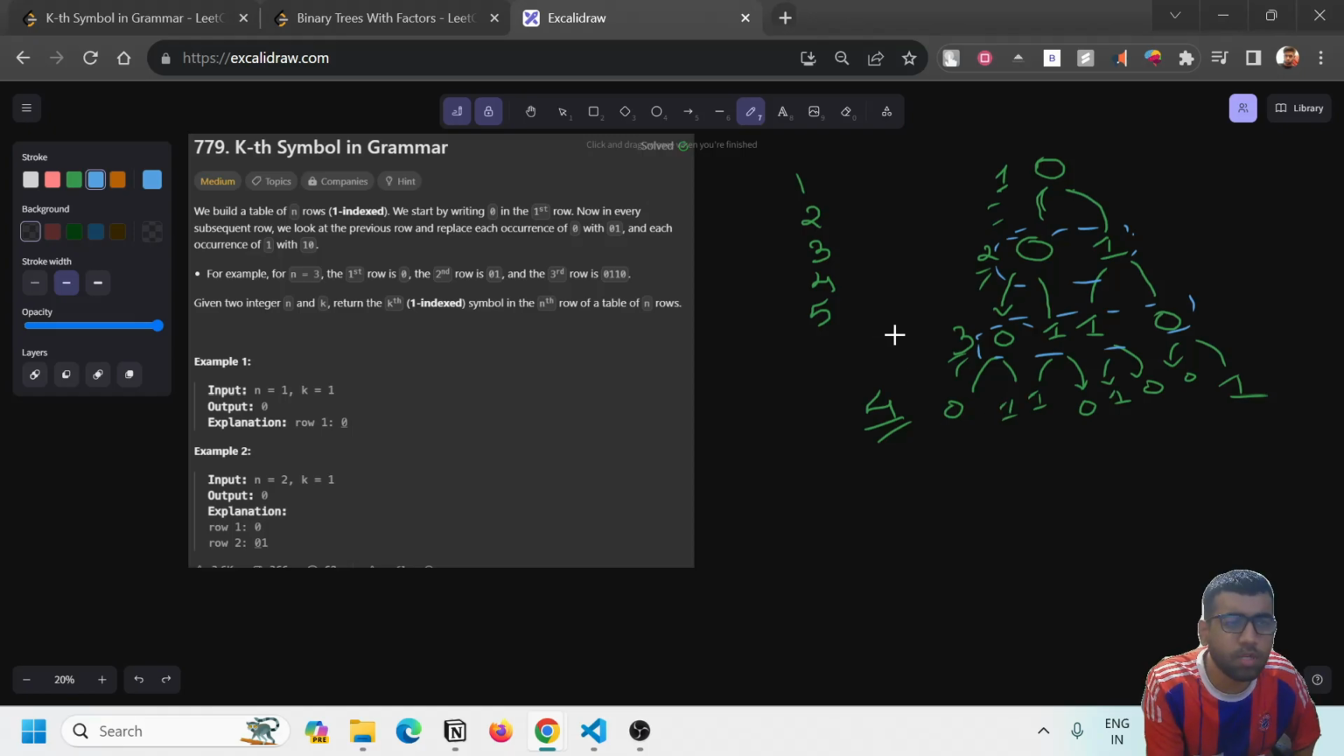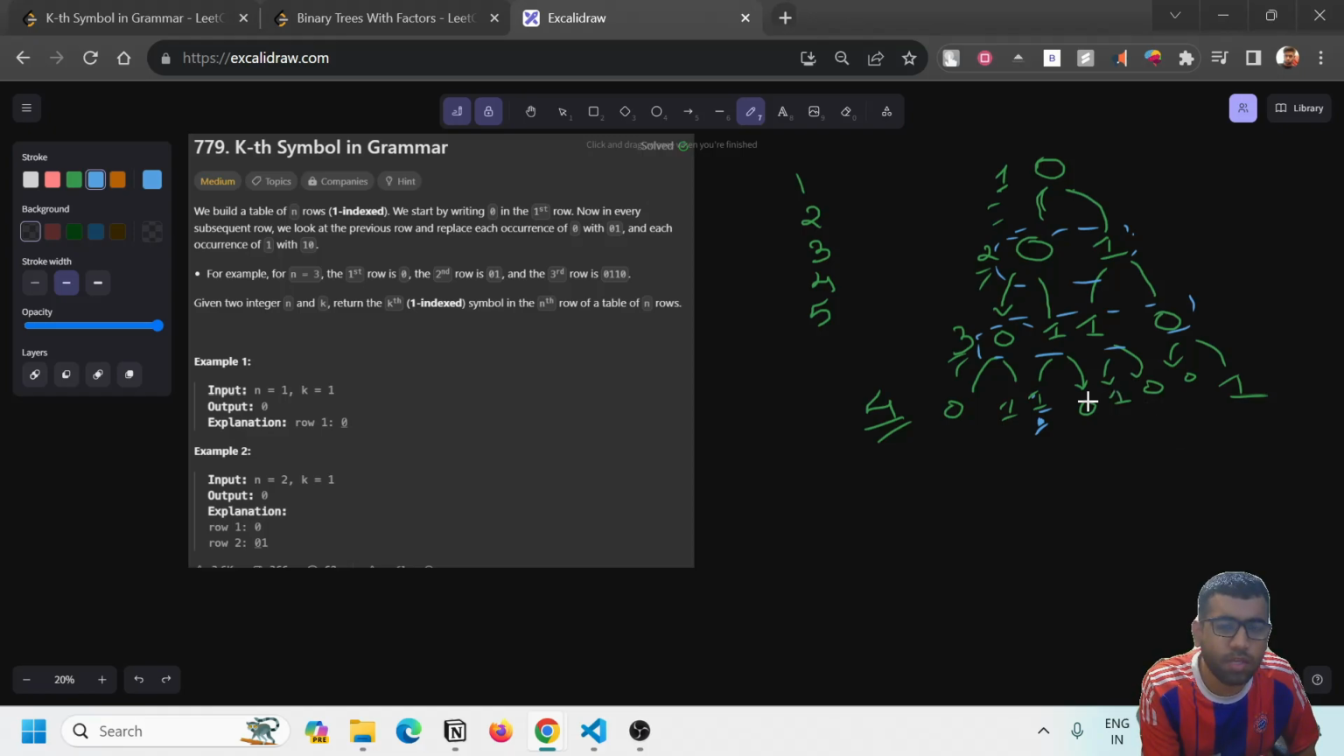And given two integers n and k, return the k-th indexed symbol in the nth row of the table. So if you want to return the third indexed symbol from the fourth row, this is first, this is second, this is third. So this is going to be our answer. This is the rest of the question. What we need to do, and that's all. We have to return the third number from the fourth row. Simple as that. So how can we do this?